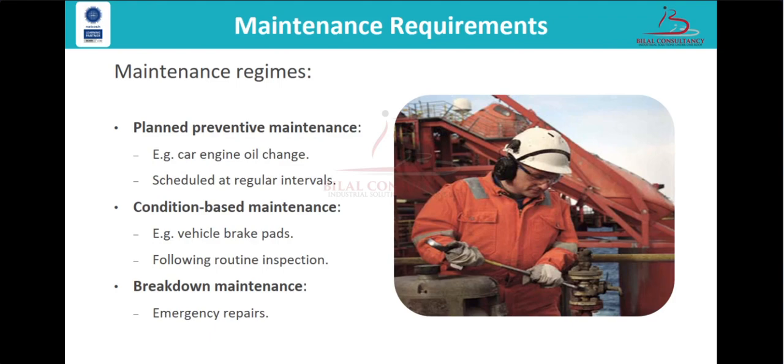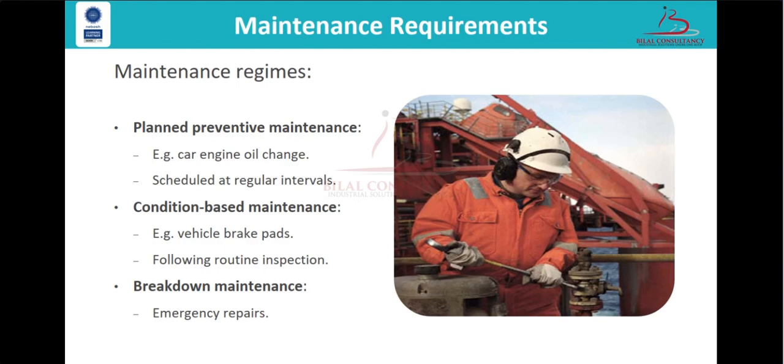Then, condition-based maintenance, where servicing is carried out and parts changed only when inspection indicates that use has caused deterioration. For example, the brake pads on a car might be inspected after every 6,000 miles, but only changed when they show signs of heavy wear and tear. Then the last one is breakdown maintenance. Breakdown maintenance is where maintenance is only carried out during repair.